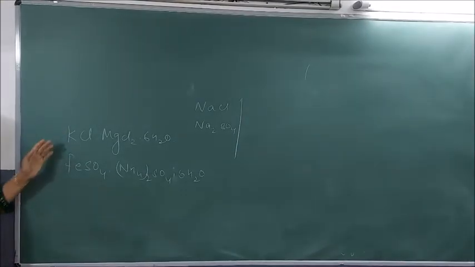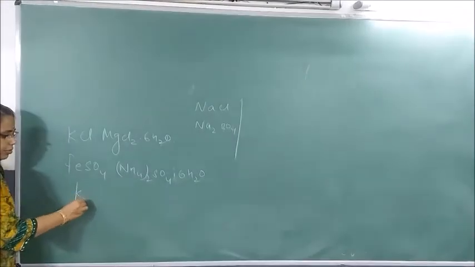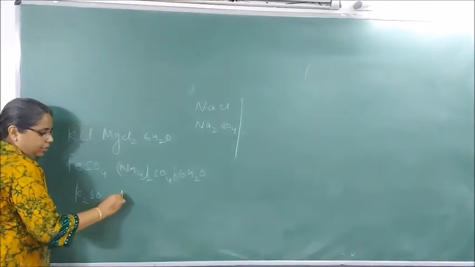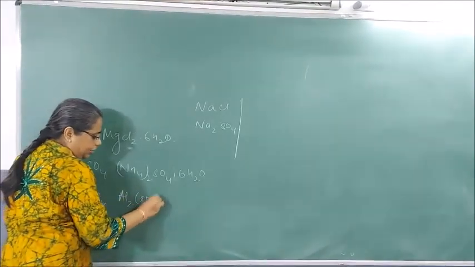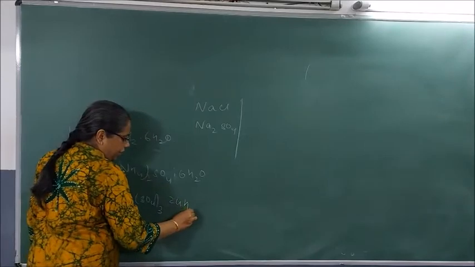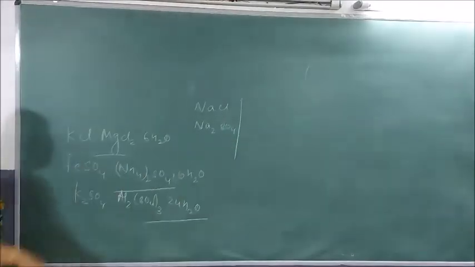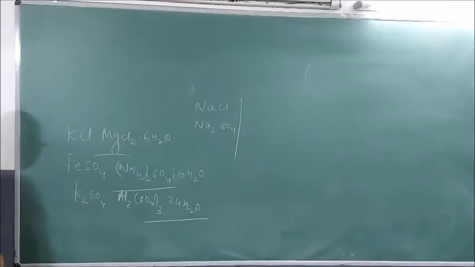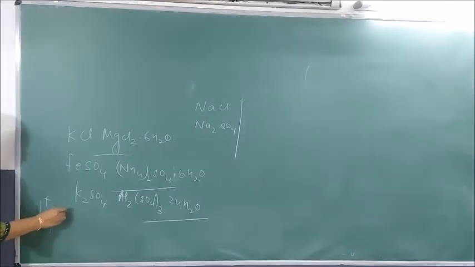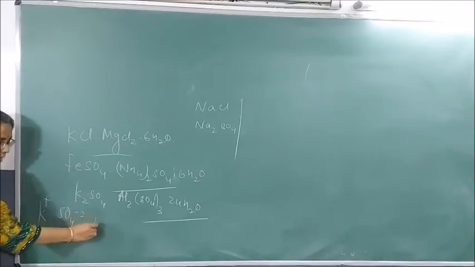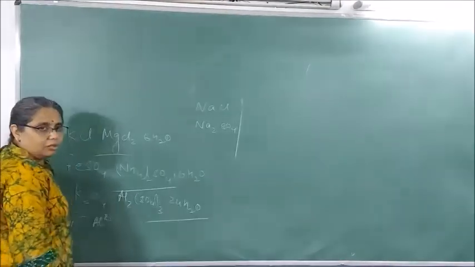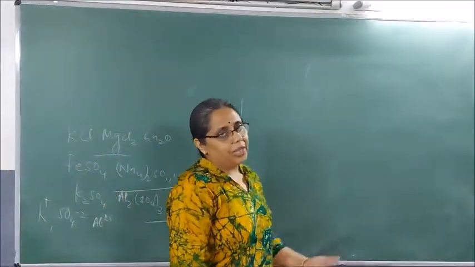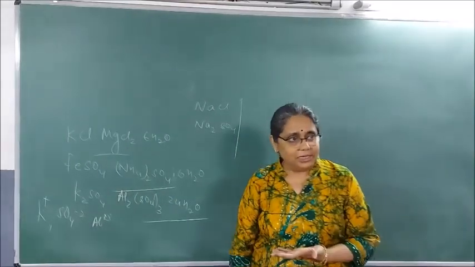This is carnallite. And potash alum is what? K2SO4 Al2(SO4)3. And how many H2O? 24 H2O. These three salts, when they are dissolved in water, they also give test of their individual ions. Like if I take potash alum, I can test potassium, I can test sulfate, I can test aluminium. So I can get the test of basic radical as well as acidic radical.